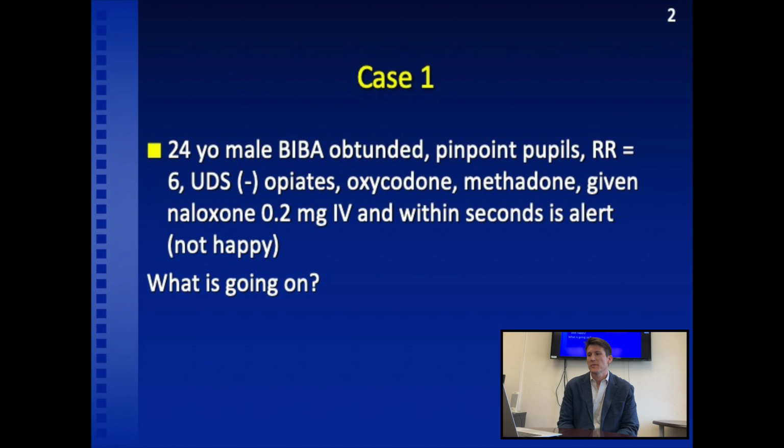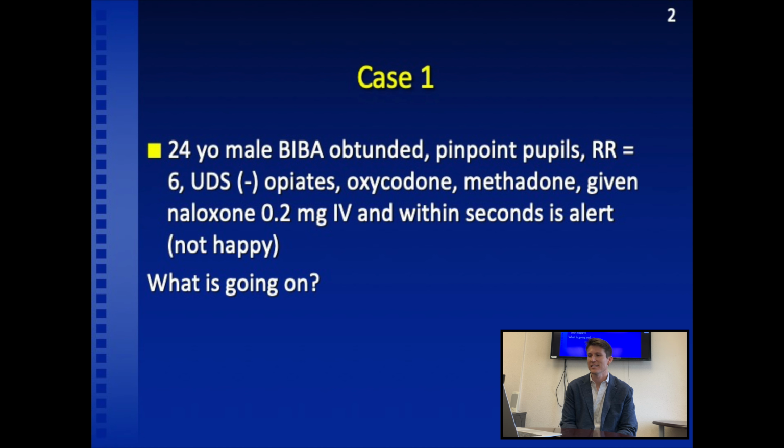So we're going to start off with some cases. The first case is a 24-year-old male who's brought in by ambulance, obtunded, has pinpoint pupils, has a respiratory rate of 6. The urine drug screen is negative for opiates, oxycodone, and methadone, and is given naloxone 0.2 milligrams IV, and within seconds is very alert and very not happy with you. What do you guys think is going on in this situation?